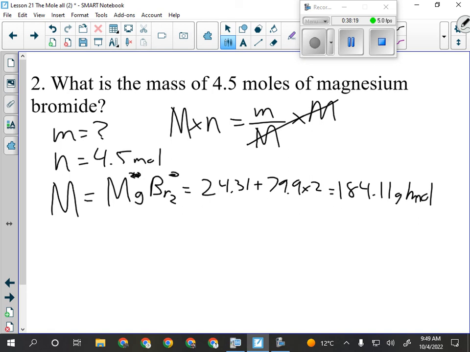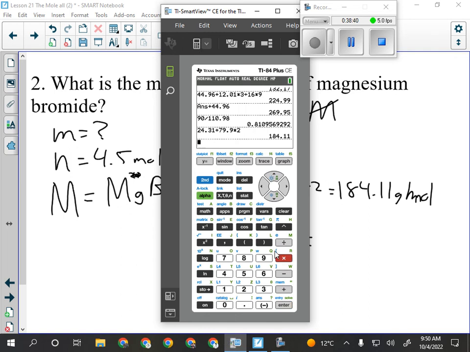Okay, so you'd get a mark for that. You'd get a mark for your algebra. And if you have to do any manipulating, you get a mark for it. And then we just plug in our numbers. So 184.11 times 4.5, so this is big M times N, equals little m. So 828.50, we'll round it to 2 decimal places.